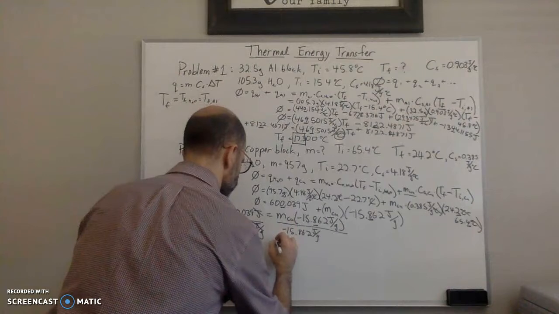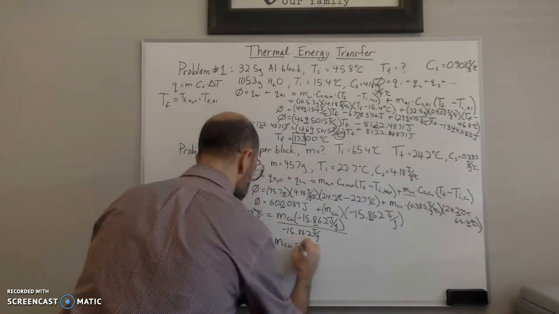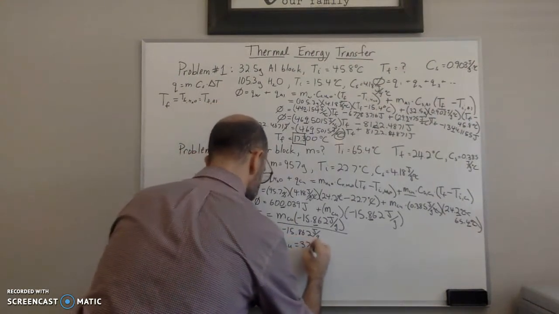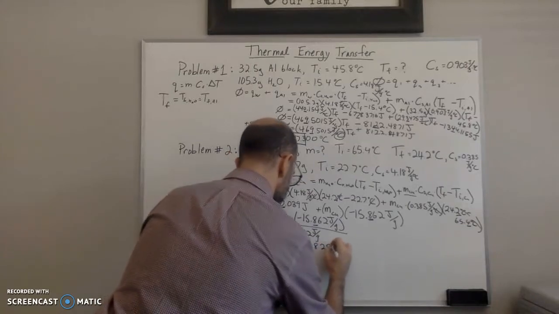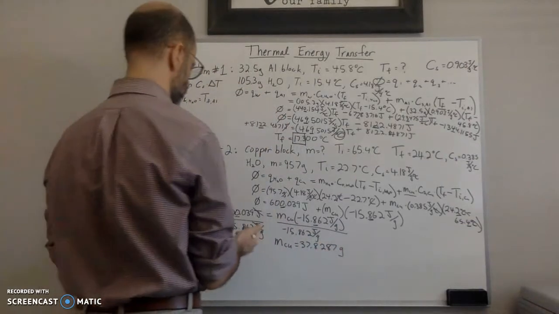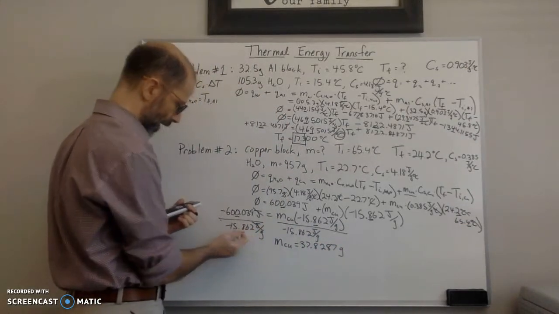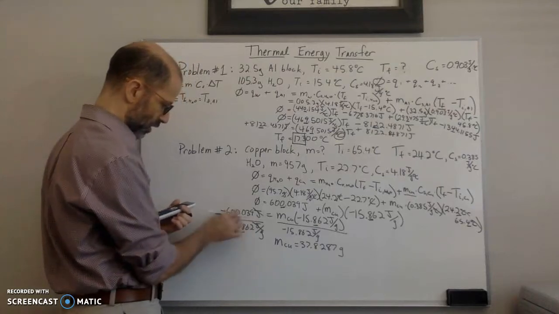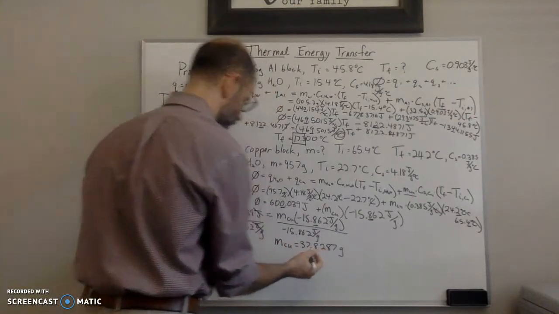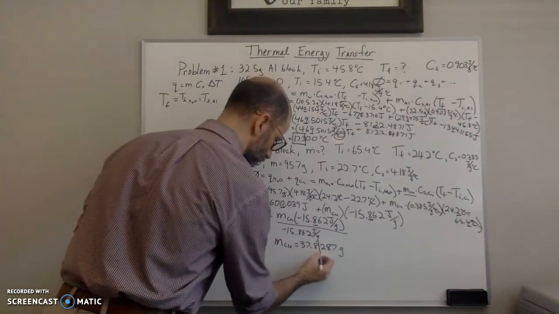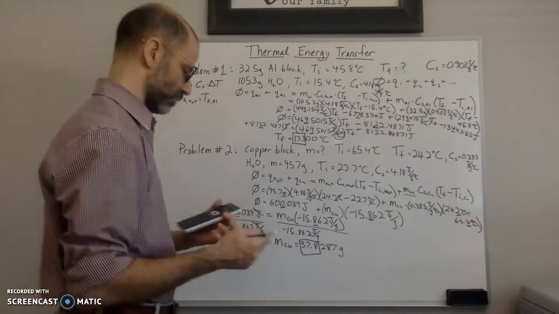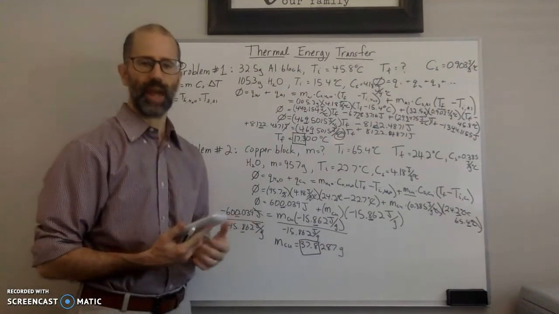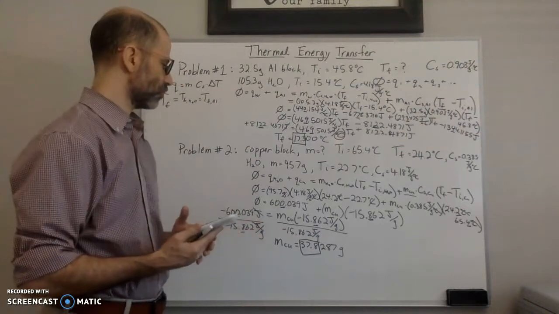So the mass of copper is equal to 37.8287 grams, but because I have 3 sig figs here, 3 sig figs here, so the least number is 3 sig figs, so I'm going to cut it off at 37.8 grams. So that was the mass of the copper that was thrown into the water.